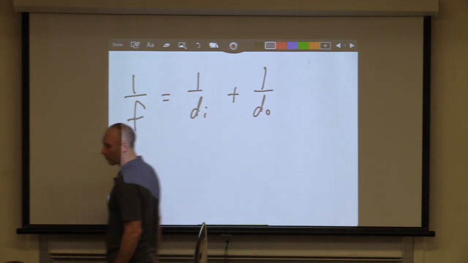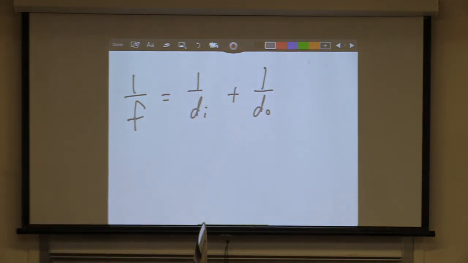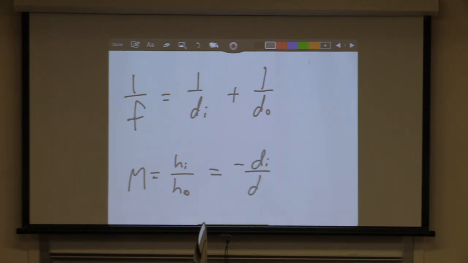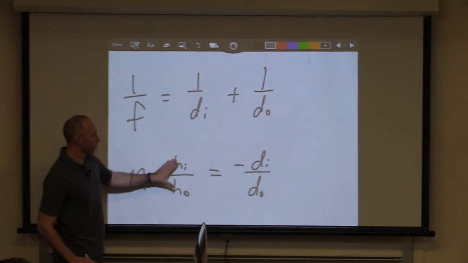I gave you half of the magnification equation. There's actually a little bit more to it. Magnification is the height of the image divided by the height of the object. But you can also find it based on the object distance and the image distance. It also equals the negative image distance divided by object distance. Those are both equations for magnification. You could use this equation or that equation.